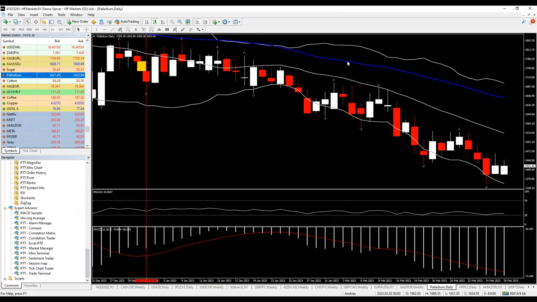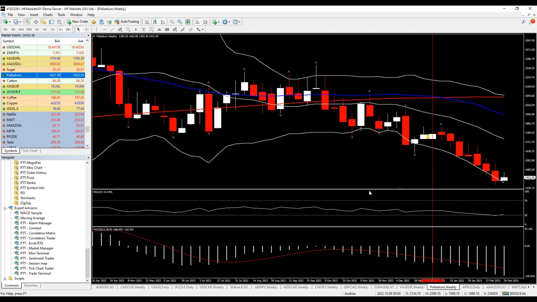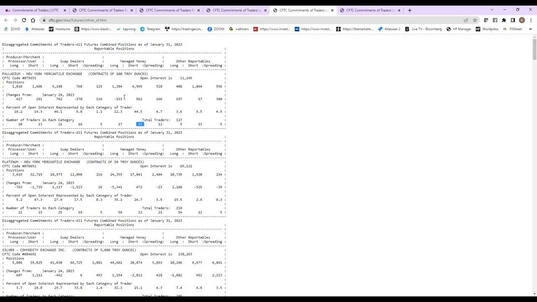So let's get back. You see palladium, 1-2 days, but let's see the weekly one. On the weekly, the downwards interest is still on, and this comes in line with the overall increase in the short position for managed money. But all the rest, the interest for long position, the peak that we've seen with swap dealers, producers and other reportables, is coming in contrast with the overall trend.